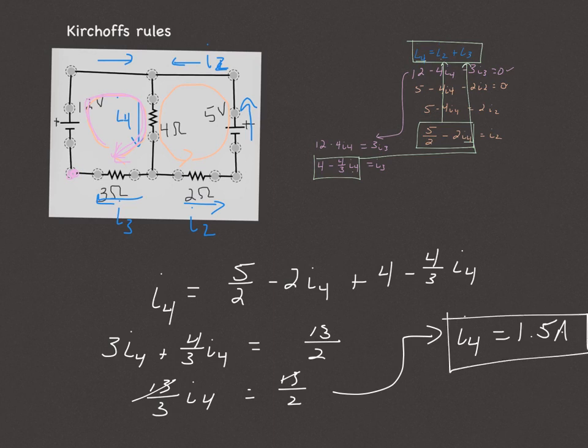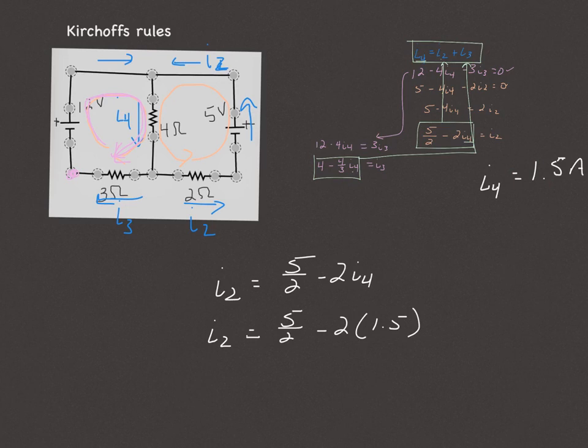The next thing to do is solve for one of the other ones. Notice that in the I2 equation, the only thing we don't know on the left-hand side is that I4. And in the I3 equation, the only thing we don't have is the I4. So if you plug that 1.5 into either of those two equations, you'll get I3 or I2, depending on which one you pick. So I'm going to pick I2.